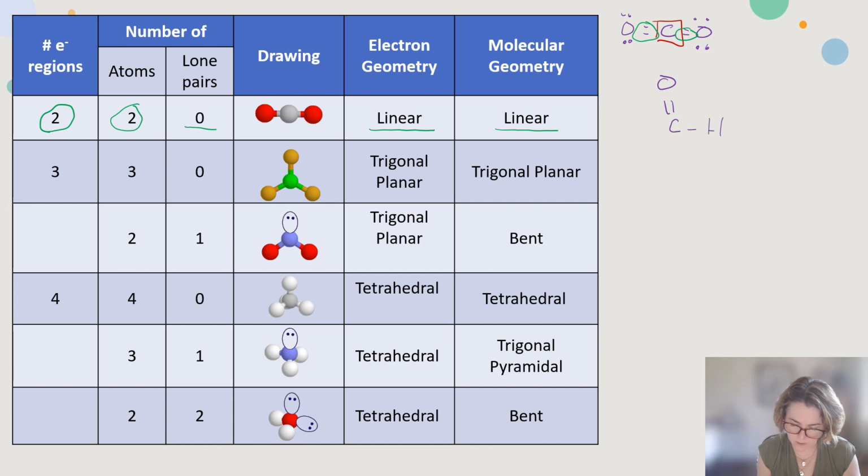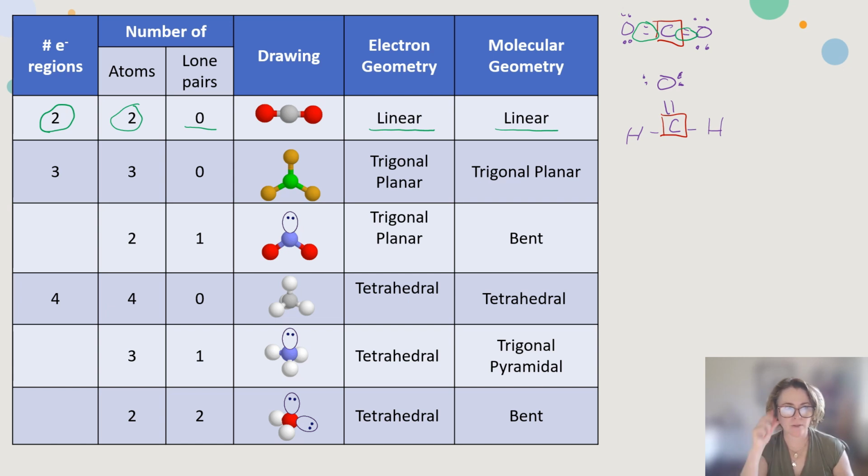And then I have 2 hydrogens off of that carbon. Make sure I put my lone pairs on the oxygen. I want to focus my attention on the central atom. Carbon is going to be my central atom. Right, carbon's right in the middle.